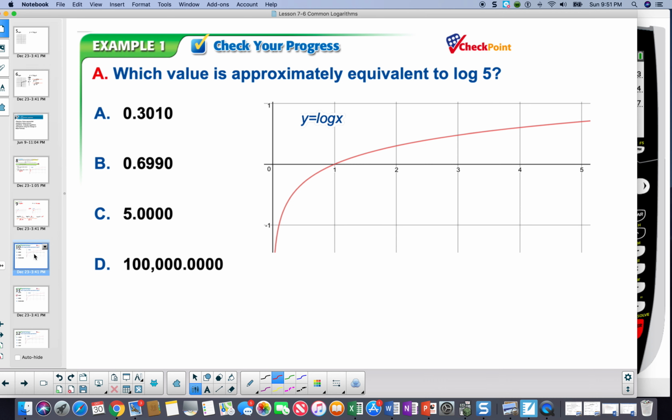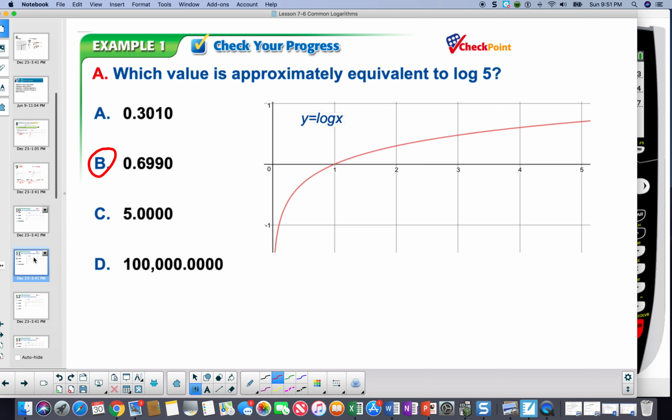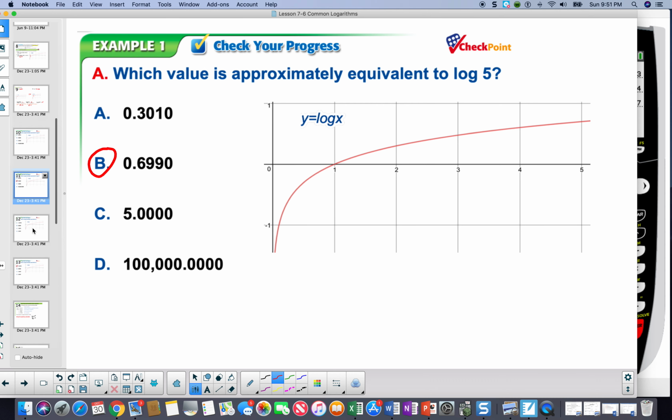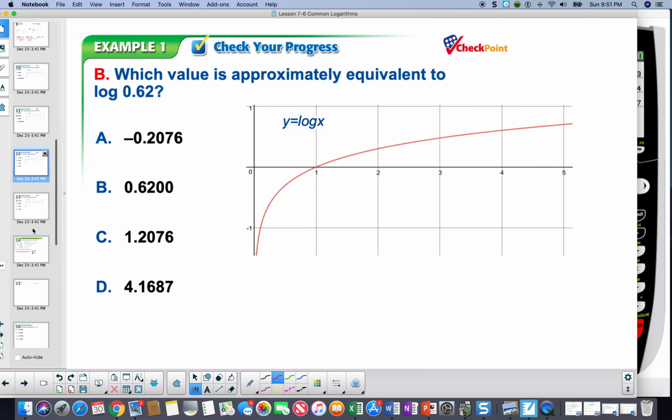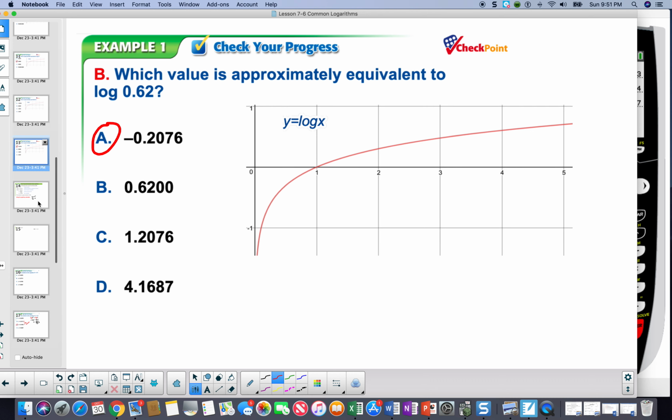Pause to do the problem. And here is the answer.